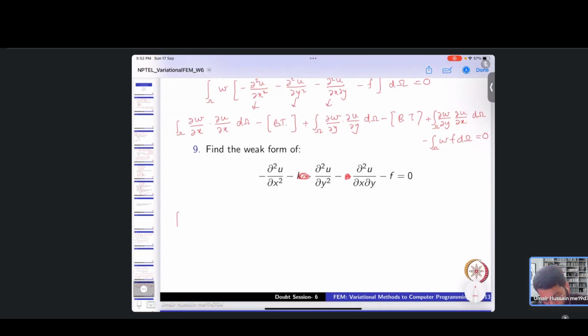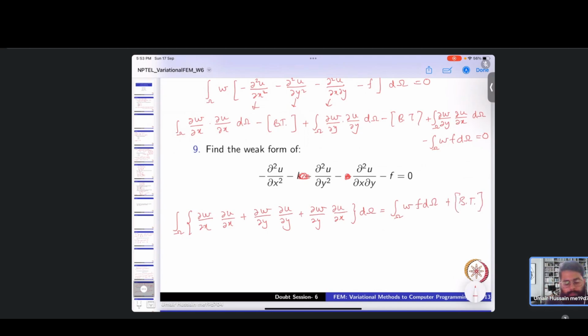So this can all be combined and written as: dou w by dou x, dou u by dou x, plus dou w by dou y, dou u by dou y, plus dou w by dou y, dou u by dou x, equals w f d omega plus any boundary terms. So this would be our weak form.